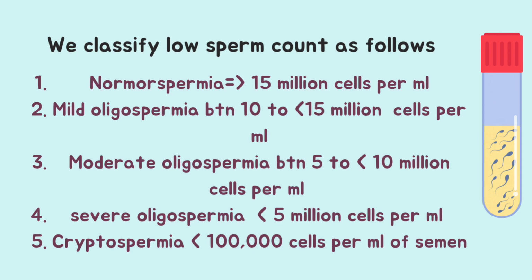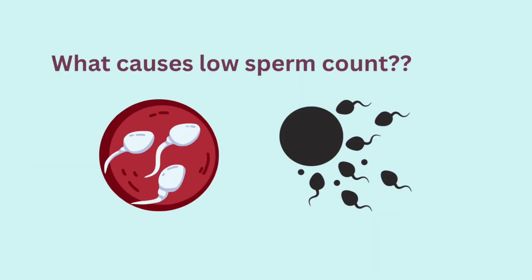So we classify it as normospermia if you have equal or more than 15 million sperm cells per milliliter of semen. Mild oligospermia is if your semen has between 10 to less than 15 million cells per milliliter. Moderate is if it's between 5 to 10 million cells per milliliter. Severe is if it's less than 5 million cells per milliliter. A very rare condition, also known as cryptospermia, is if your semen has less than 100,000 sperm cells per milliliter. And that is very, very rare and very concerning, of course.